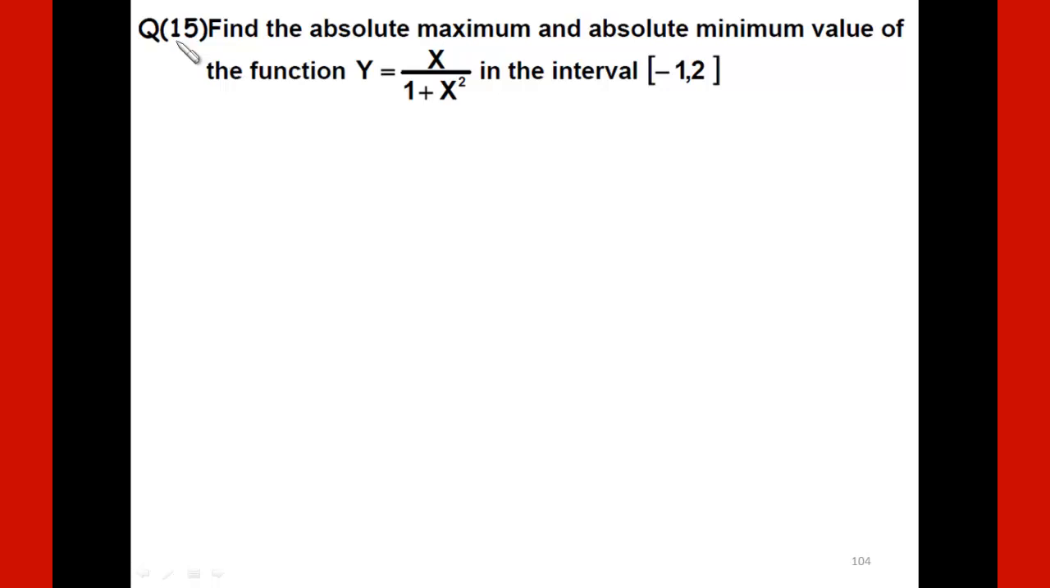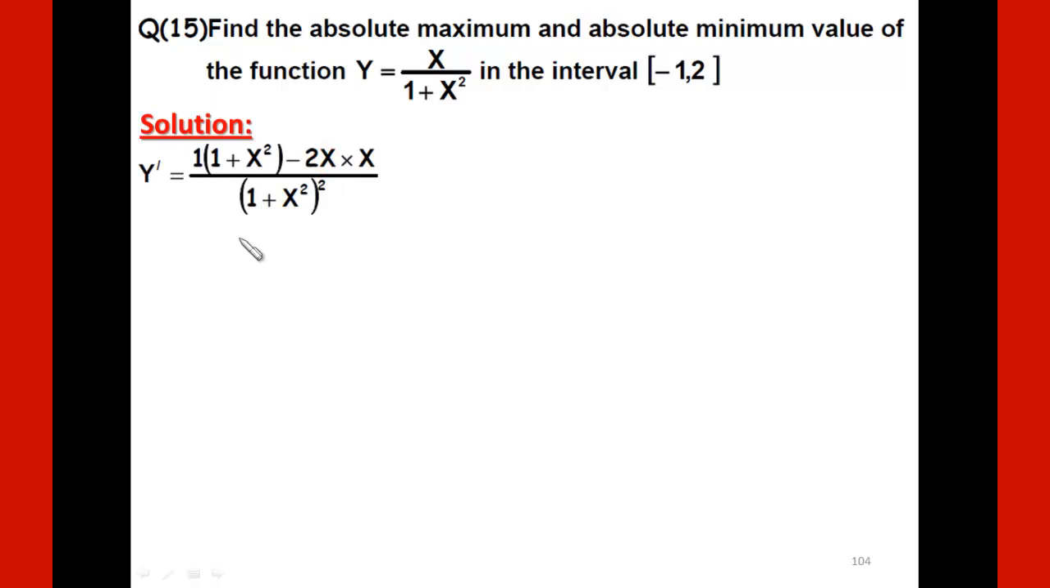15. Find the absolute maximum and the absolute minimum value of the function y equals x over 1 plus x square in the interval -1 to 2. To determine the absolute maximum and the absolute minimum value of the function, we must get the critical points. And to determine the critical points, we must get the first derivative.